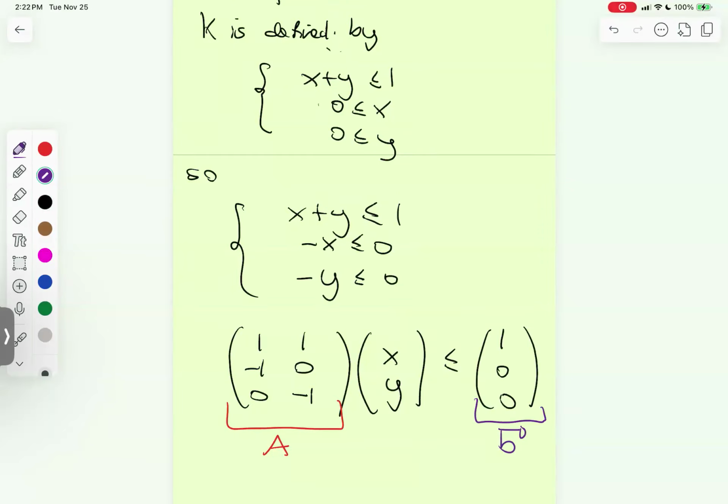And again, you can always rewrite these convex sets that come from linear matrix inequalities. You may need to play around with that a little bit, but you can always rewrite them in this format, Ax less than or equal to b.